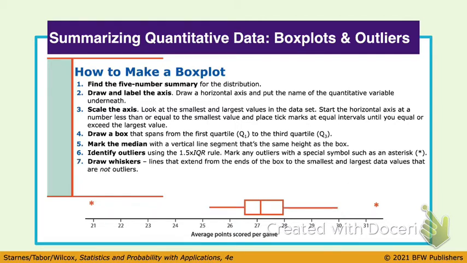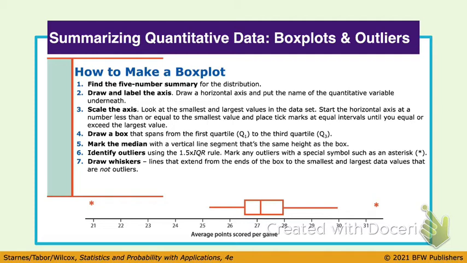Now, this is usually the step that people mess up on. We're going to draw lines that extend from the end of the box to the smallest and largest data values that are not outliers. We are not going to the cutoff for outliers. We're going to the smallest and largest data value that is not an outlier. Okay? So this lower whisker goes to the lowest number of points per game for LeBron James that was not an outlier. So that's how you make a box plot.